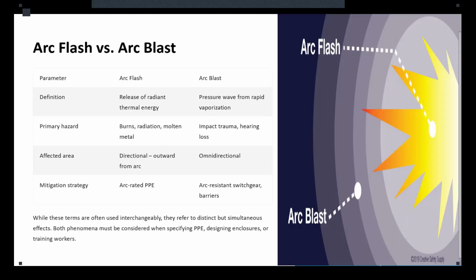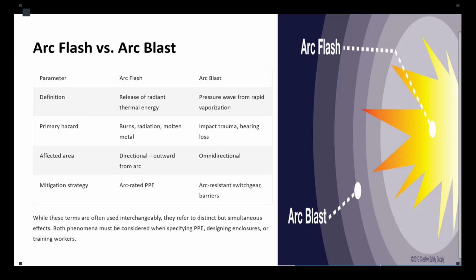Now, we mentioned arc flash and arc blast as two different types of consequence when we talked about the consequences of the arc flash. Now, we are going to talk about the differences so we know how to distinguish arc flash and arc blast. An arc flash is the release of radiant thermal energy during the electrical arc.